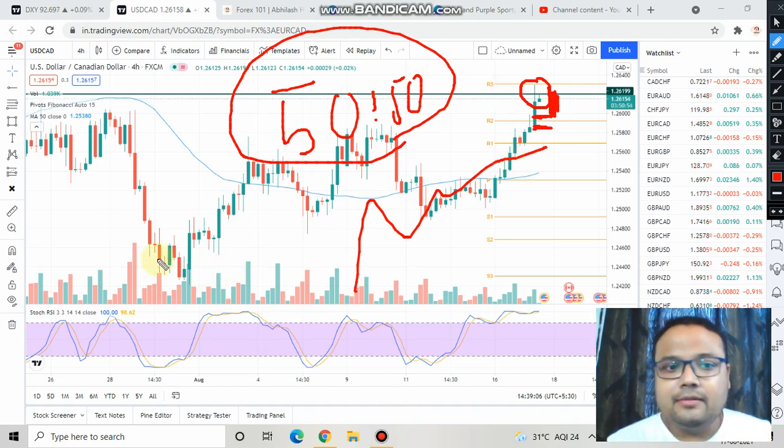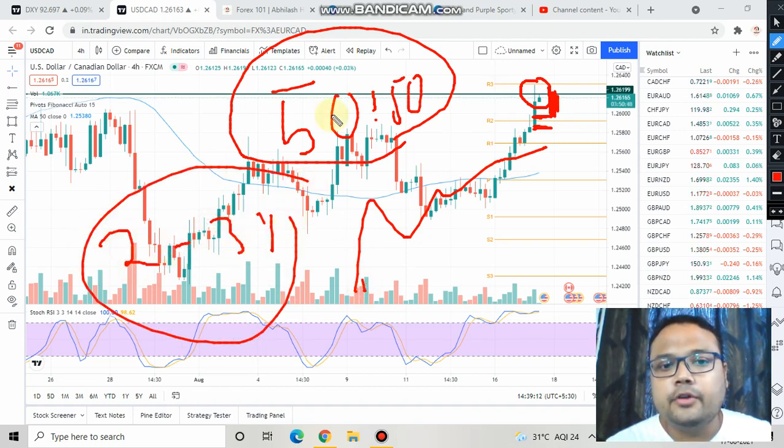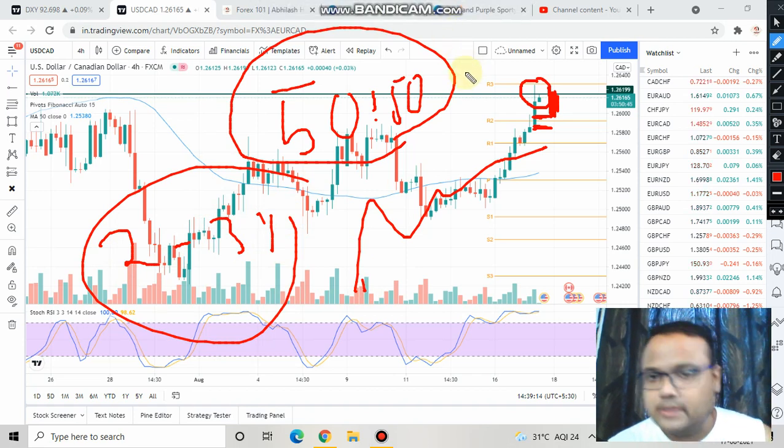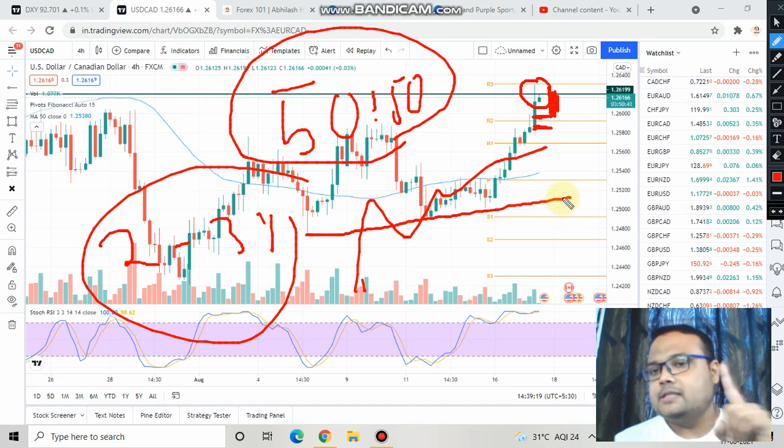And anyways, whatever you do, please follow proper risk management and do not risk more than 2 to 3% of your trading capital. That's a request. If market comes down to the support level, that's the best call. So these are the trading opportunities.